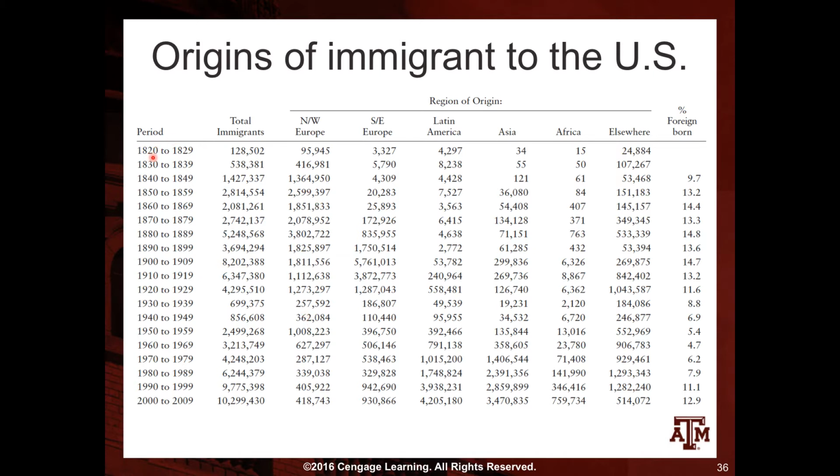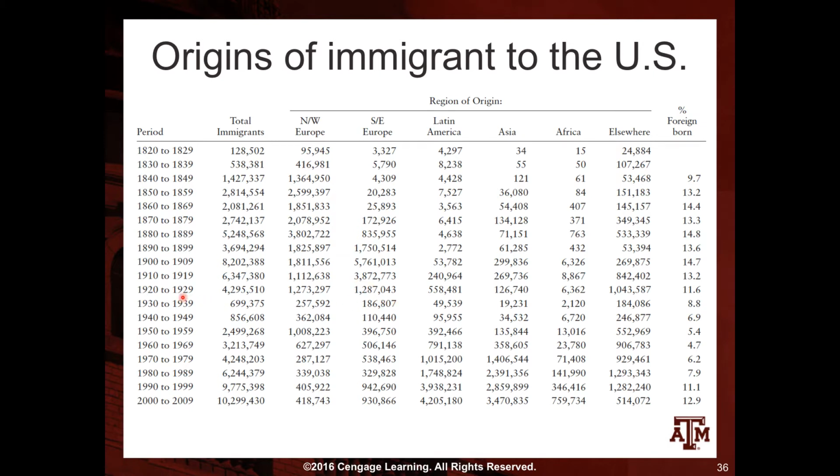So from 1820 until around 1929, we see that the biggest numbers of immigrants coming to the US were from Northwestern Europe and also from Southeast Europe. And these numbers here are raw numbers. So we see 1.2 million immigrants in the US between 1920 and 1929 who were from Northwest Europe.